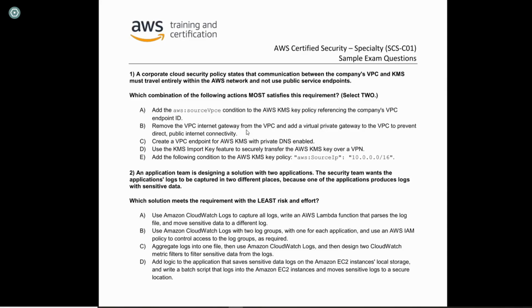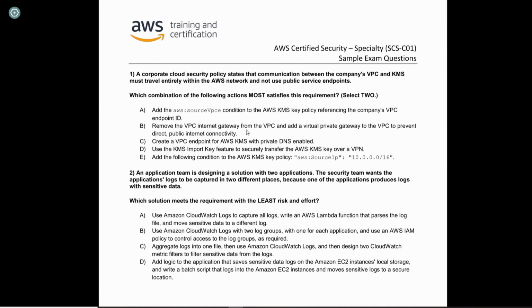The corporate cloud security policy states that communication between the company's VPC and KMS must travel entirely within the AWS network and not use public service endpoints. So what combination of the following actions most satisfies this requirement? Alright, so basically they do not want to expose the communication to the internet, and let's look at the options.